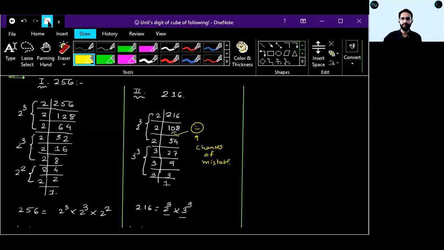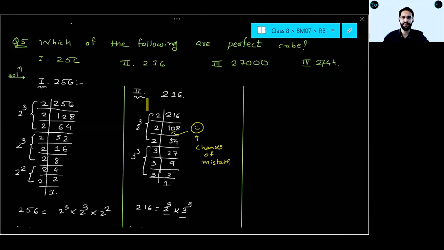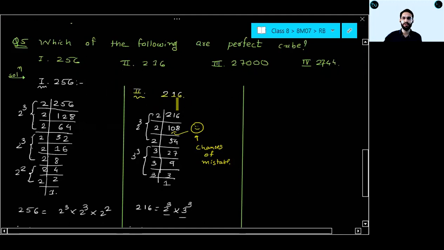Prime factorization is your common method to find square root or cube root. For square root, you need to make pairs of 2. For cube root, you need to make triplets of 3. That's it. So for 216, if you divide by 2, you will get 108. Again by 2, you will get 54. By 2, you will get 27. By 3, 9. By 3, 3. And by 3, 1. So it is 2 cube and 3 cube. So 216 is equal to 2 cube into 3 cube.